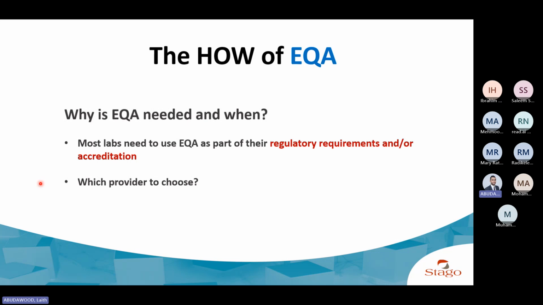So in this case, the provider that you have to use, if you have a CAP accreditation, is CAP itself. If you have an ISO accreditation, for example, you can use materials from Biorad, from Randox, from RCPA, whatever it is. So this depends on the type of accreditation that you have and on the local regulations in your country. So it depends on your situation as a lab. There is no one rule that fits all.